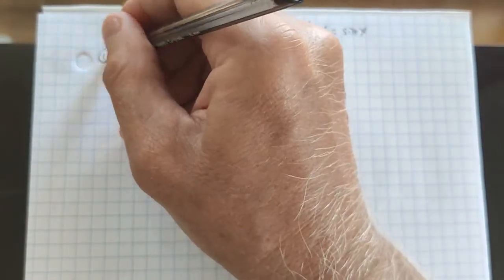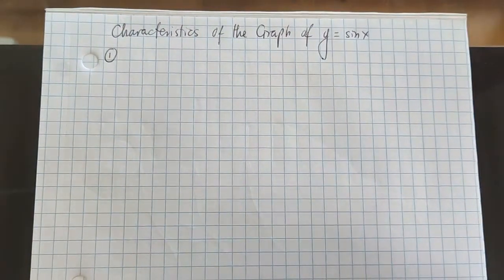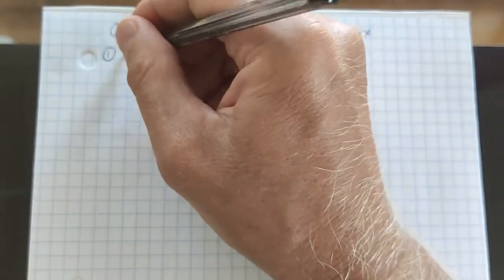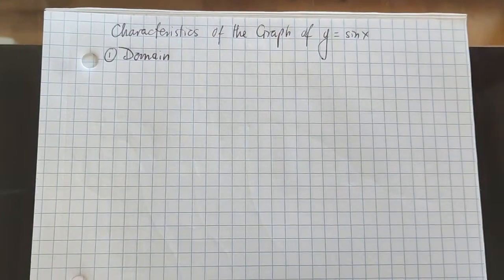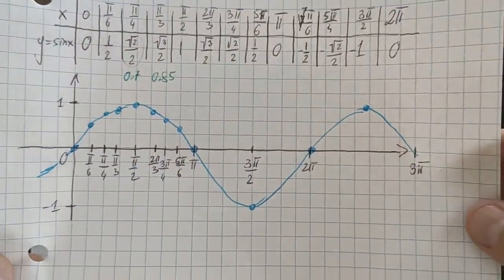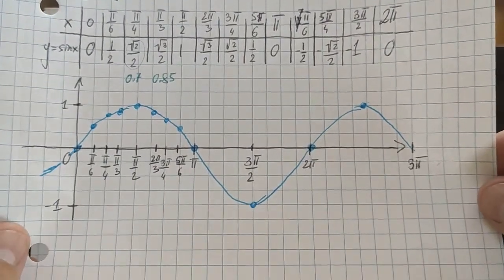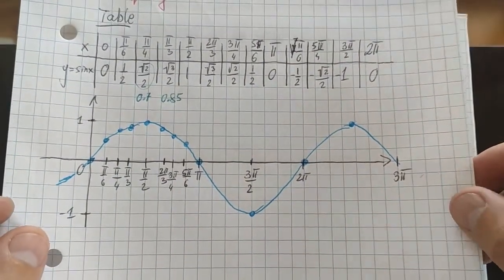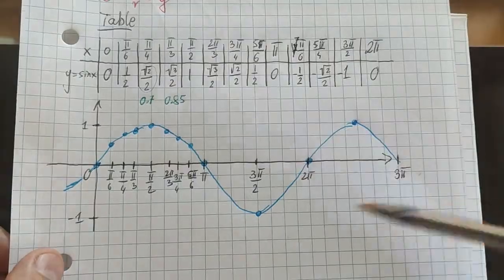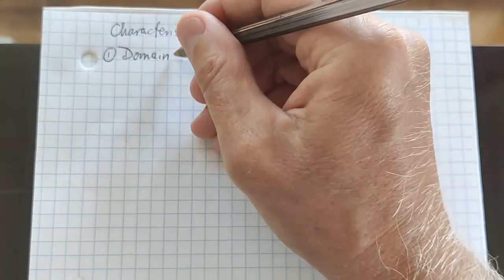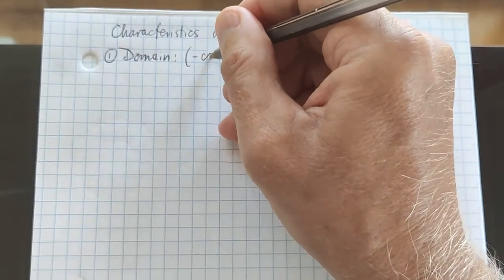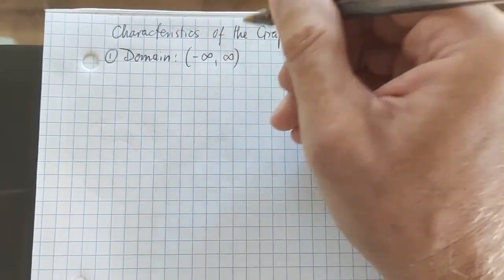Okay, so we're going to start with domain. You need to think, are there any restrictions on the x's that you would put in place of x in y equals sine of x? The graph just keeps going to the right and to the left, so the domain is all real numbers, or we can write from negative infinity to positive infinity.